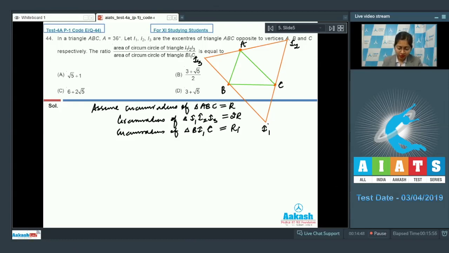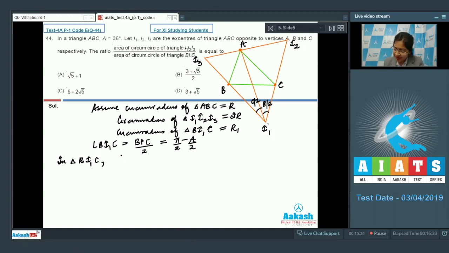R1, right? Now if I join this line here, then we know that this angle will be B by 2 and this angle will be C by 2. So angle BI1C is equal to (B plus C) upon 2. Now B plus C can be written as pi minus A, so it will be equal to pi by 2 minus A by 2, right? Now in triangle BI1C, let us apply the sine rule.